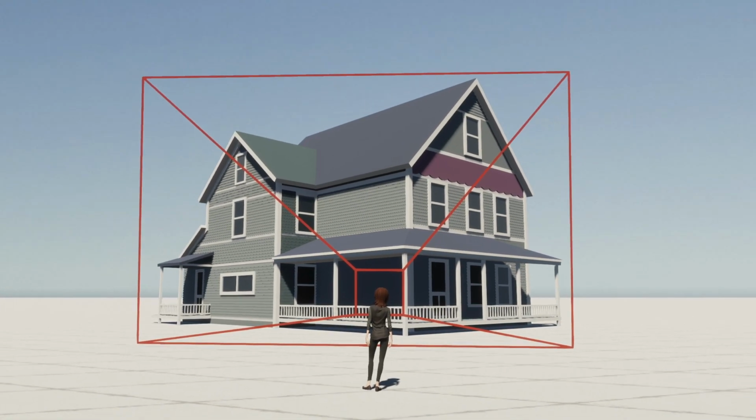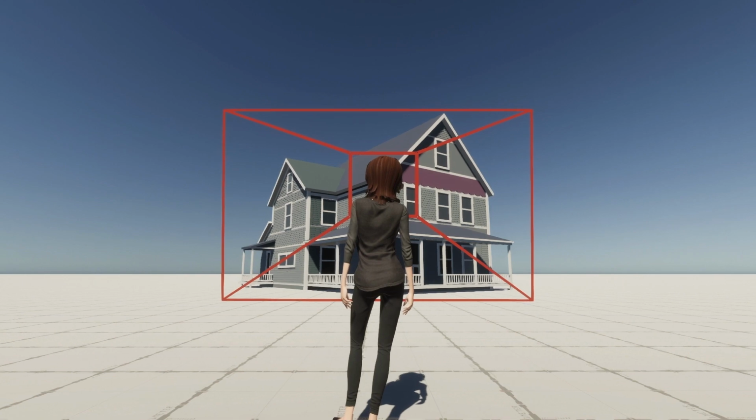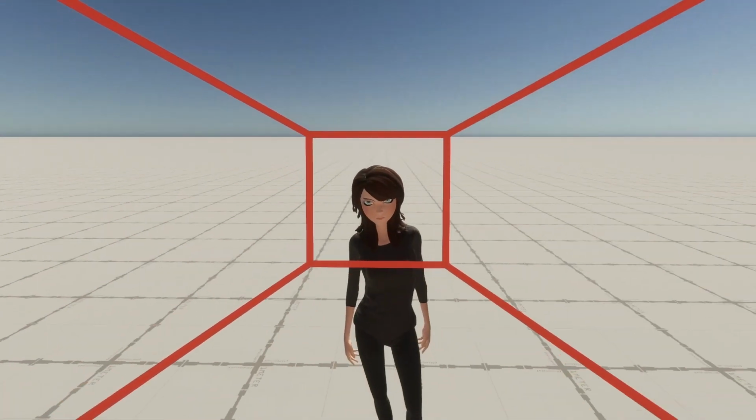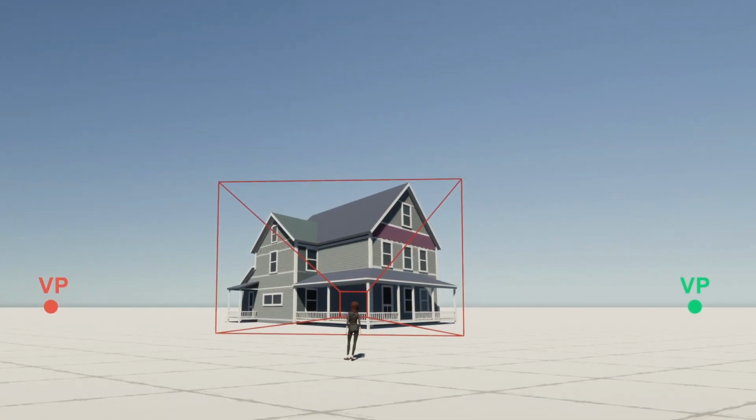Unlike 1-point perspective, the 2 vanishing points are usually far away from the object you're drawing. This is because we look at objects through a narrow cone of vision that is about 45 to 60 degrees from our eyes. But vanishing points are usually outside this cone of vision.